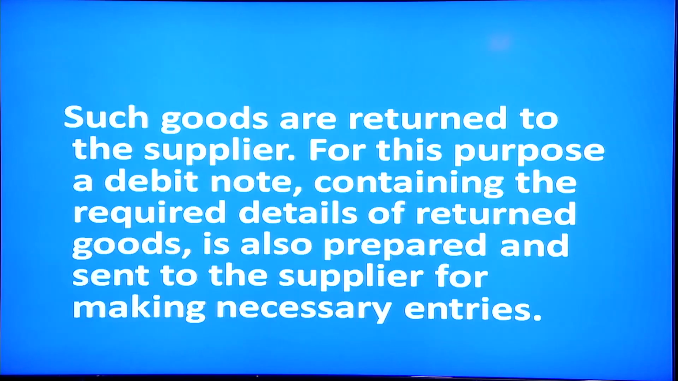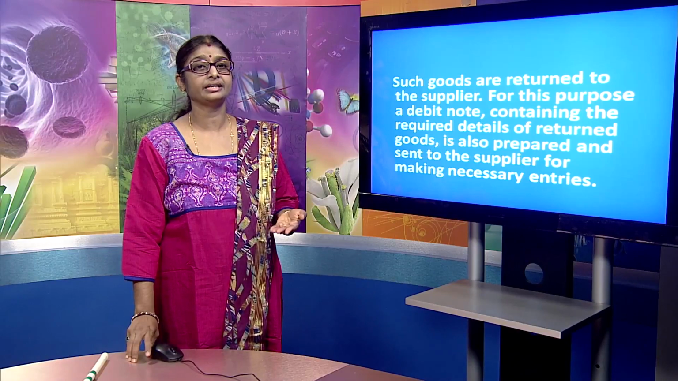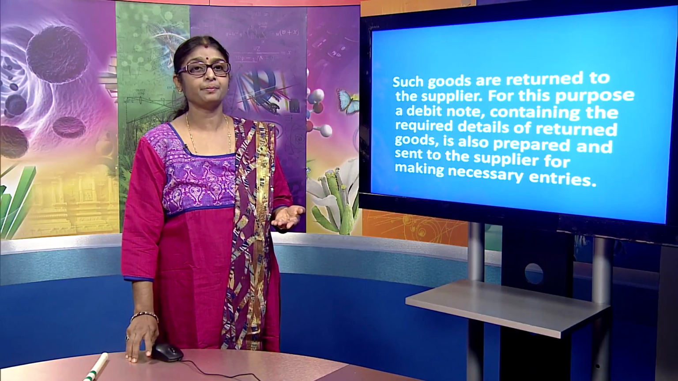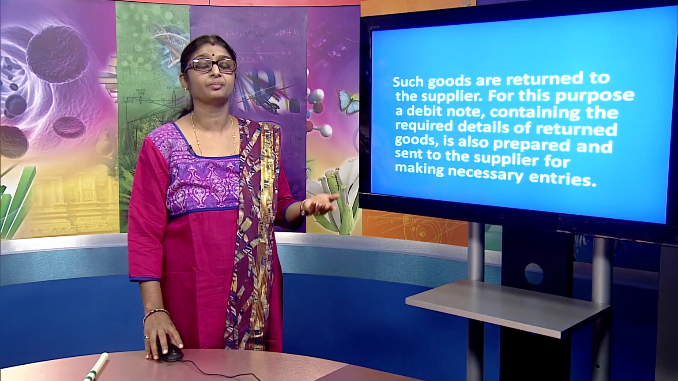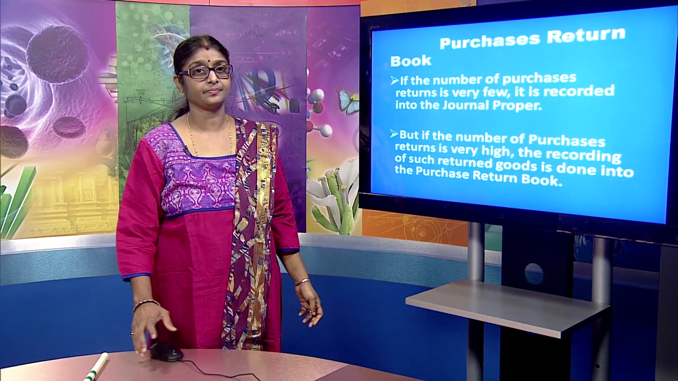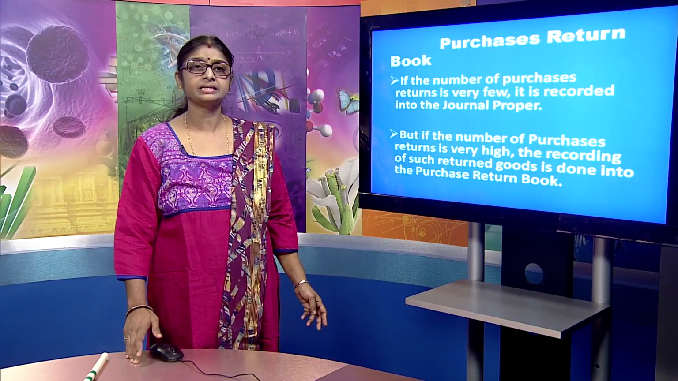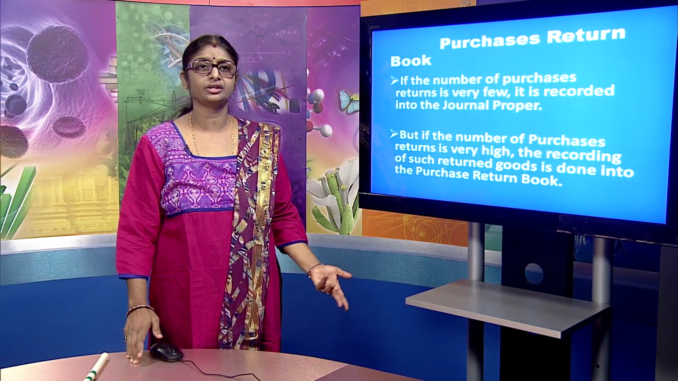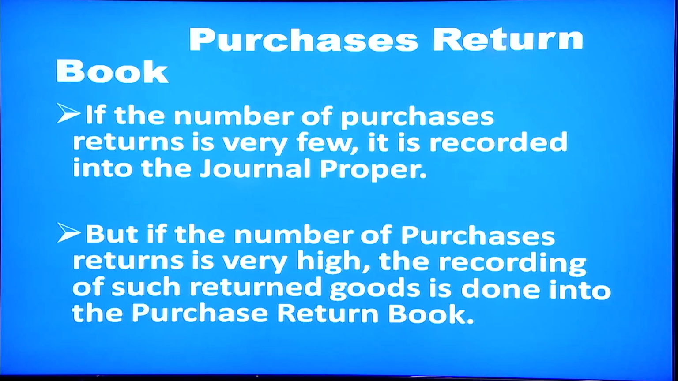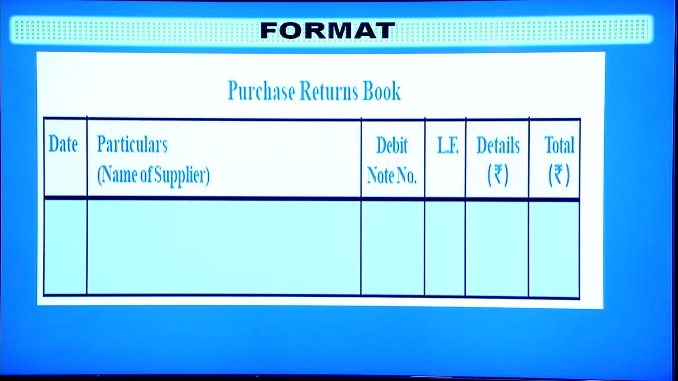And such returned goods are returned to the supplier, and for this purpose a debit note is prepared and it contains the details of the returned goods, and it is prepared and sent to the supplier for making necessary entries. If the number of purchase returns is very few, it is recorded in the journal proper. But if the number of purchase returns is high, then it should be recorded in the purchases return book. Here we have the format of the purchases return book.